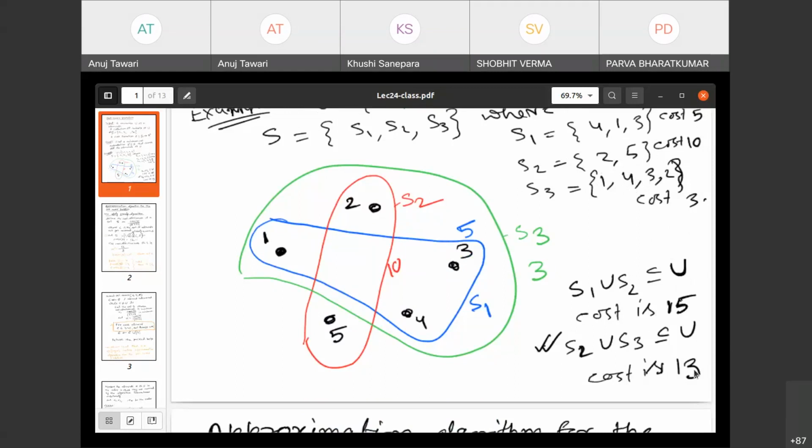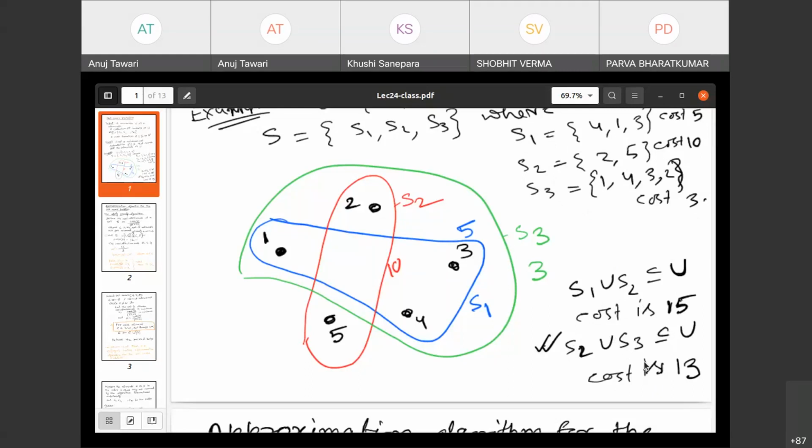Okay. But you can't pick S1 and S3, because 5 is not contained in either S1 or S3. And obviously, we want the minimum cost such sub selection. Because S1 union S2, the cost is 15. S2 union S3, the cost is 13. So in this case, we have to output S2 union S3, which is the minimum cost sub selection.